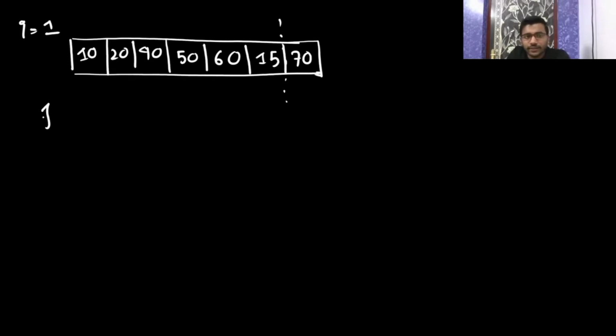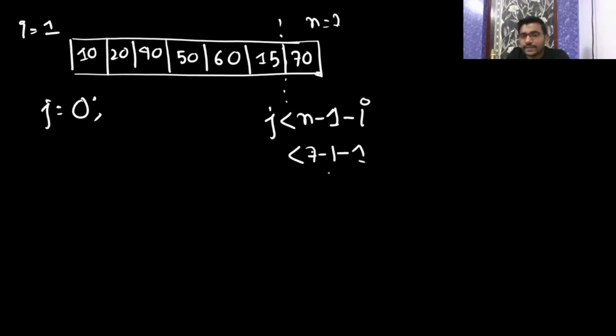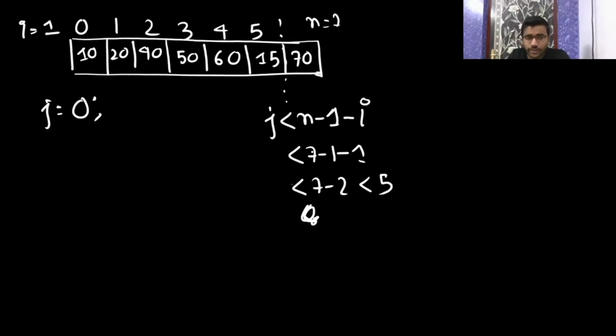Now again j will run from 0 till n minus 1 minus i. So now i is 1, n is your 7, so 7 minus 1 minus 1, that is 7 minus 2, that is j smaller than 5. Because 0, 1, 2, 3, 4, 5, this last element is not required now. You should not compare this. It is already sorted, it is in the correct position, so it is not required. That's why I am writing here minus i.